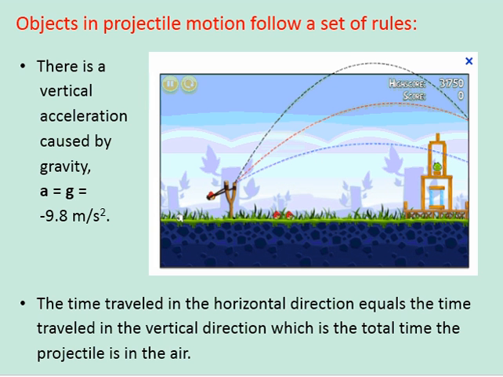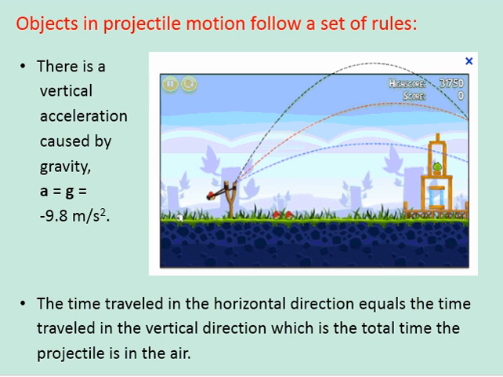The most important part you have to remember about objects in projectile motion, though, is about the time. Time is our link. If the horizontal and vertical directions are completely independent of each other, how can we use information from one direction to solve a problem in the other direction? And that has to do with time. The time traveled in the horizontal direction equals the time traveled in the vertical direction, which is the total time the projectile is in the air.